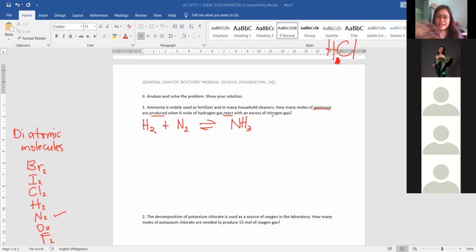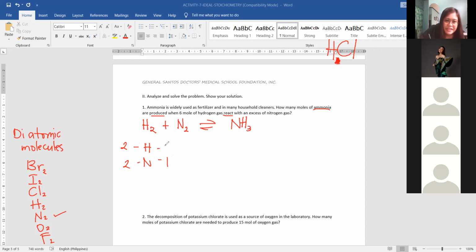Now after writing these products and reactants, we have to balance, because we cannot solve stoichiometric problems without balancing the equation. This is not yet balanced, because as you can see, you have 2 hydrogen here. If we balance hydrogen and nitrogen, they are only two. You have 2 on the reactant side. You have 2 nitrogen also. This time, only one nitrogen on the product side. Oh, the other way around. Wait, let me erase this.